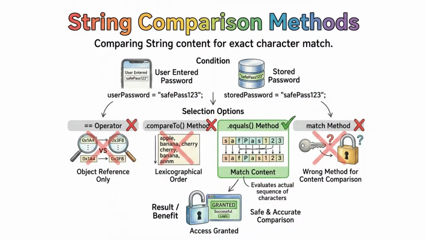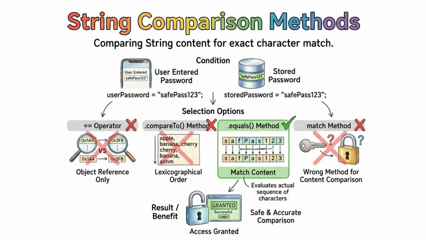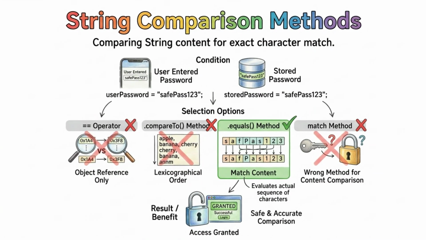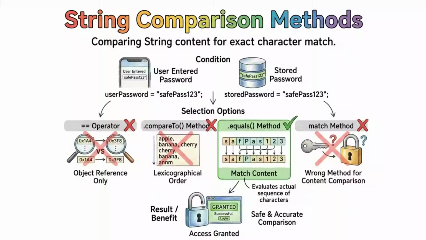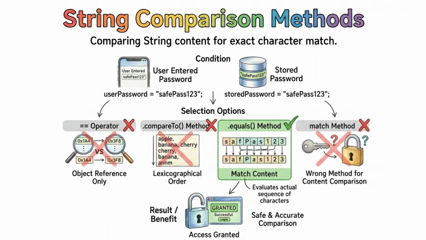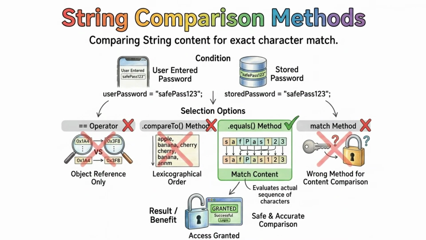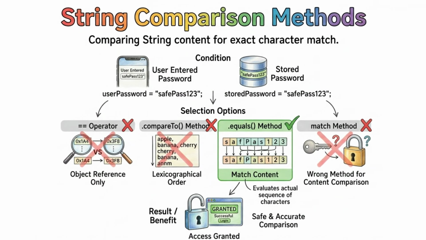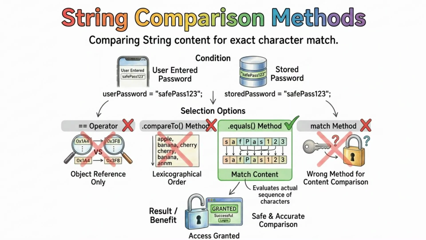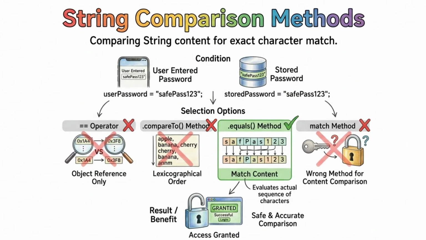When building an authentication module, you'll need to compare a user-entered password against a string in your database. You should never use the double equals operator for this. The double equals operator only checks if two references point to the same memory location. To safely and accurately check if two strings contain the exact same sequence of characters, you must always use the dot equals method.